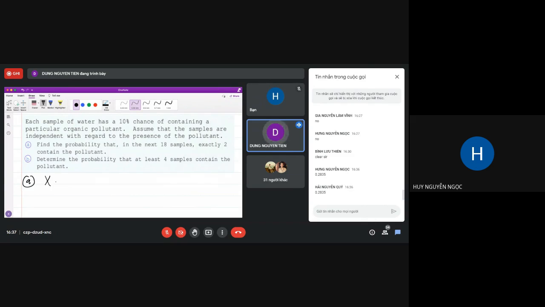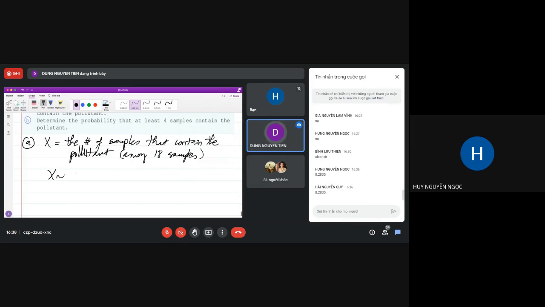Okay, suppose that X is the number of samples that contain the pollutant among 18 samples.